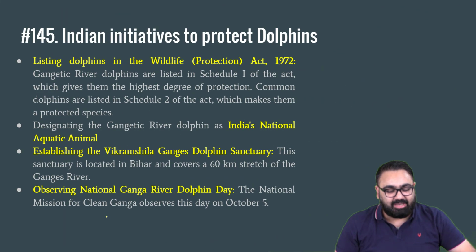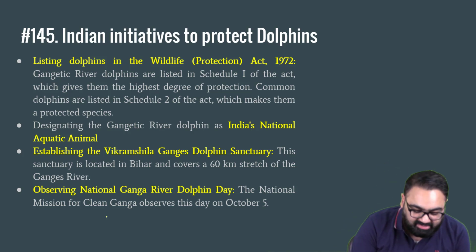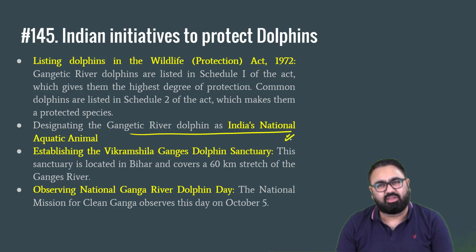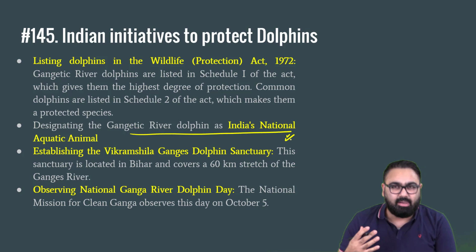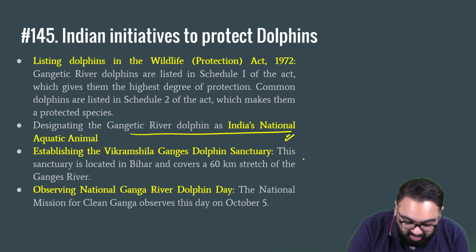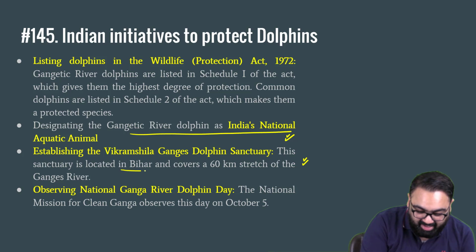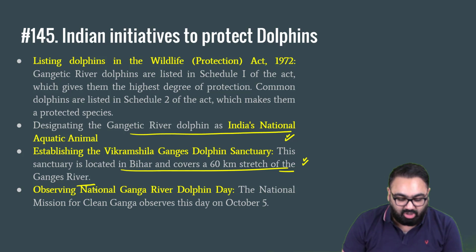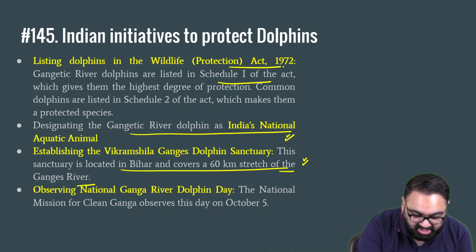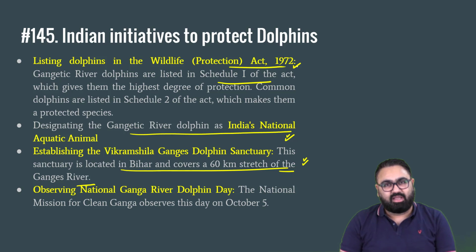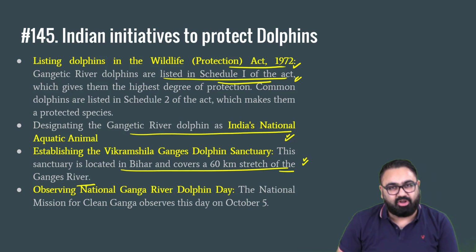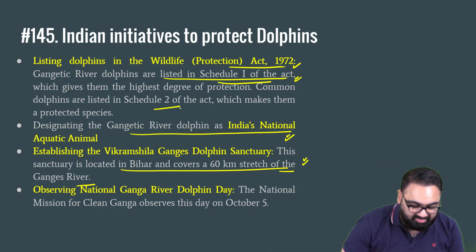India has also taken many steps to protect dolphins. For example, India regards the Gangetic river dolphin as a national aquatic animal. This is something UPSC has also asked in the prelims exam once. We have established the Vikramshila Ganges Dolphin Sanctuary in Bihar. It covers a 60-kilometer stretch of the Ganges River. Dolphins are also a part of Schedule 1 of the Wildlife Protection Act. Means the Gangetic river dolphins specifically are in Schedule 1, so given the highest level of protection. Other dolphins are in Schedule 2 of this act.